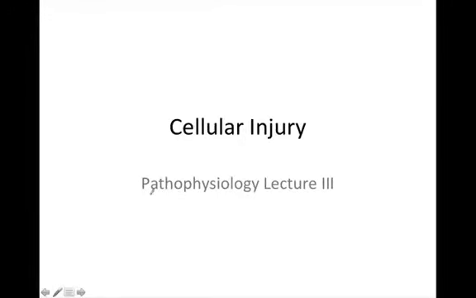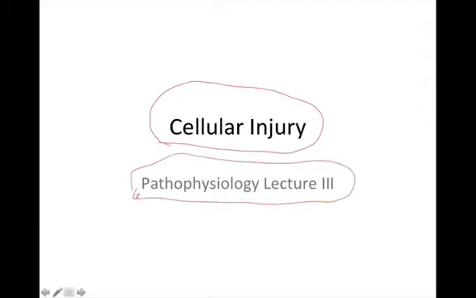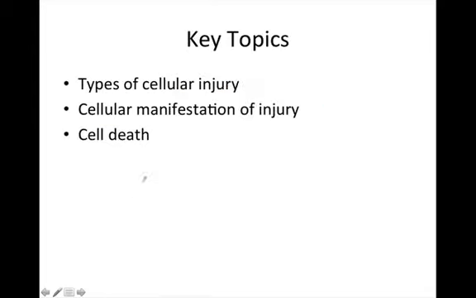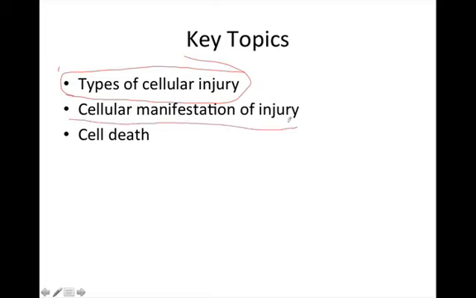Hi there. In this lesson, we are going to focus on some various mechanisms of cellular injury and then talk about some examples that relate to them in this pathophysiology lecture number 3. So on that note, first, what we'll do is spend a little bit of time talking about various types of cellular injury and then differentiating between a couple of very important types of cellular injury that you're going to run into from time to time. And then we need to talk about basically cellular manifestations of injury.